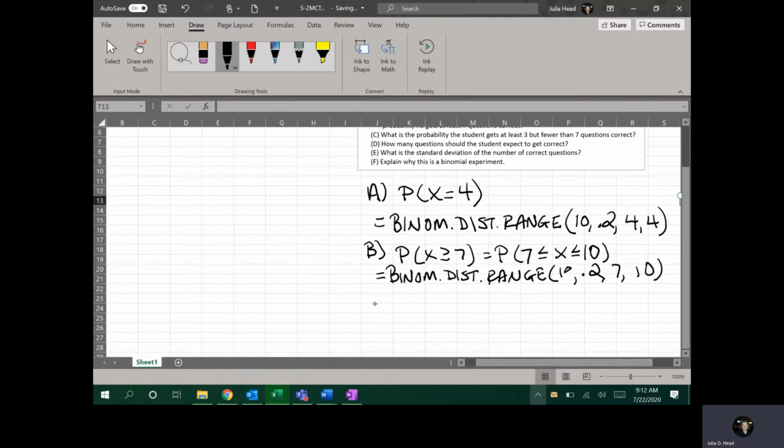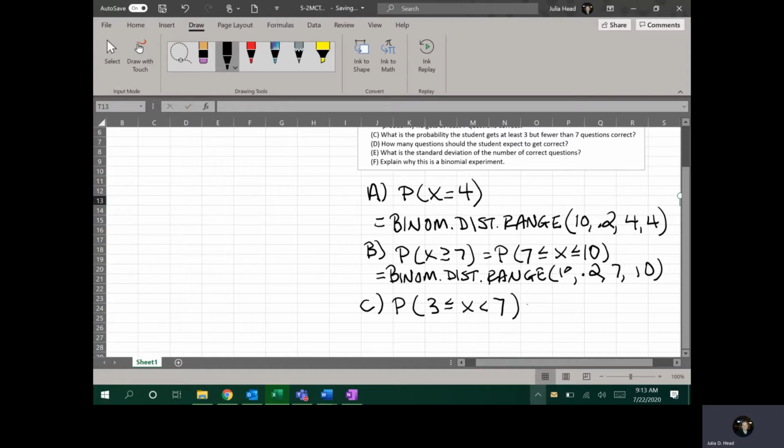Part C, the probability the student gets at least 3, but fewer than 7. So it's going to start looking something like this. So at least 3 is less than or equal to, and if you're saying no, you just told me at least and the previous question was greater than or equal to, notice we have X is greater than or equal to 3 going in the reverse order. And then fewer than, so that's less than.